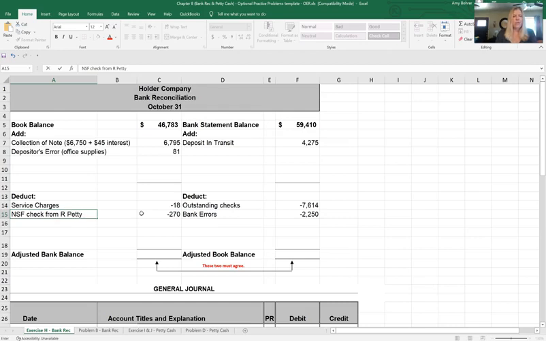we know when we make our adjusting journal entries that we need to put that accounts receivable back on the books, right? Because when we recorded that check originally, when we got it from Mr. Petty, we would have taken that accounts receivable off the books and increased our cash. Now we have to do the exact opposite, and we have to contact Mr. Petty to tell him to bring us some more money.